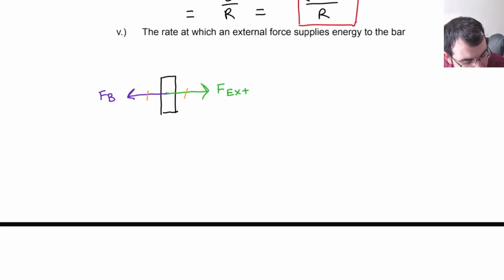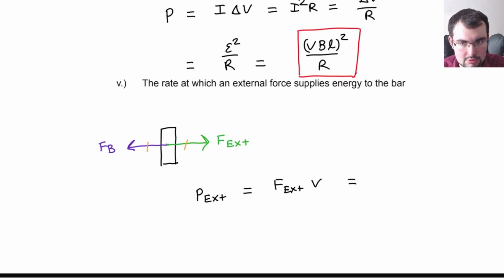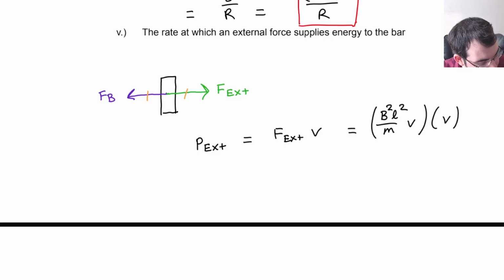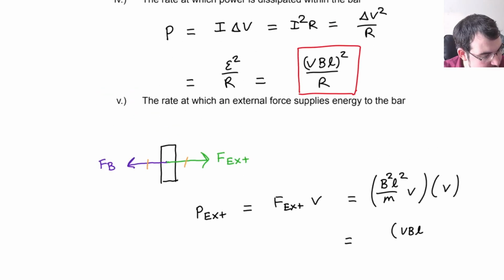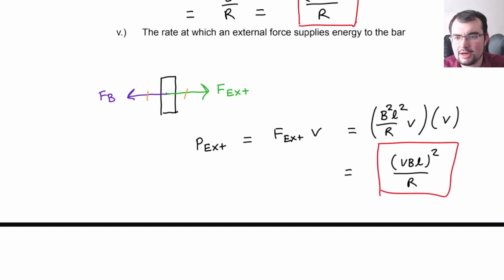So we can say that the power from the external force, as defined in mechanics, is force times velocity. And force is going to just be equal to the Bill force, which we said was B squared L squared over R times V. From F times V, and oh, look at that. We get exactly, oh, where's this M spawning from? No, this is R, sorry. VBL squared over R. Huh, look at that. That is exactly the same as the rate at which energy is being dissipated.